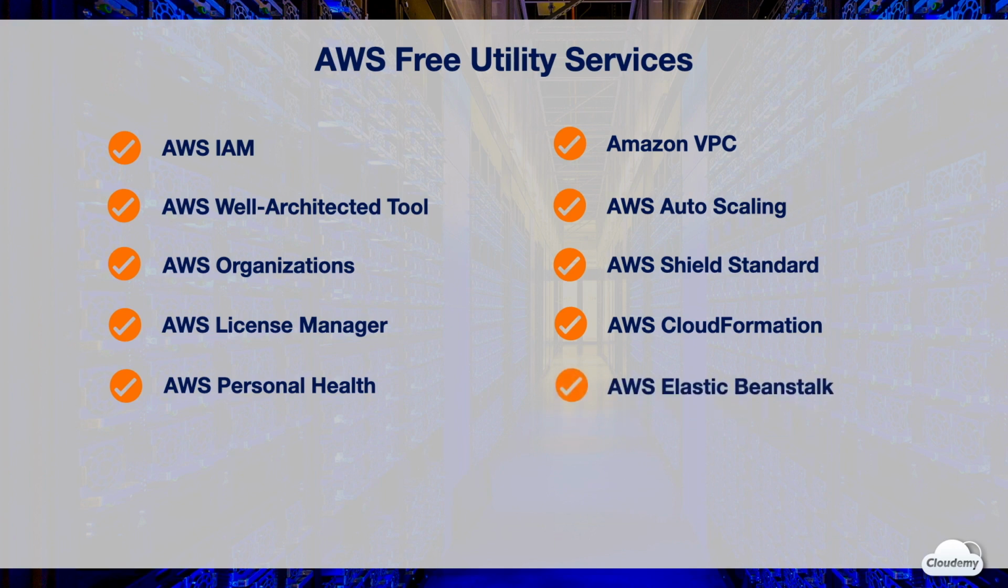AWS Elastic Beanstalk lets you easily deploy and run your applications. It's free to use Elastic Beanstalk. However, you need to pay for underlying resources, such as EC2 instances, EBS volumes, elastic load balancing, RDS databases, and S3 storage.